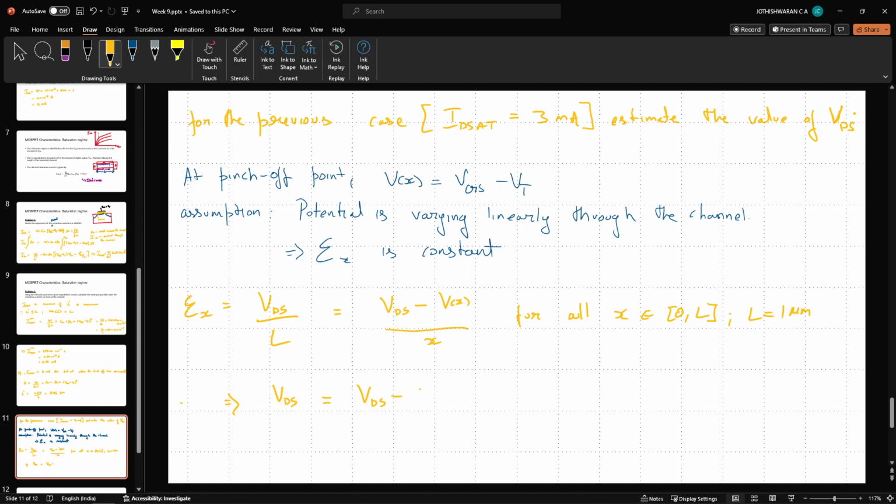Vds minus Vgs minus Vt divided by 0.86. So this implies Vgs minus Vt is equal to 1 minus 0.86 times Vds, and therefore, now we know Vgs minus Vt is 4.3. So Vds is equal to 4.3 divided by 1 minus 0.86, which is 0.14.